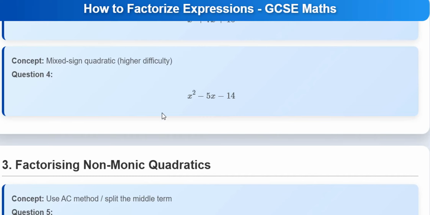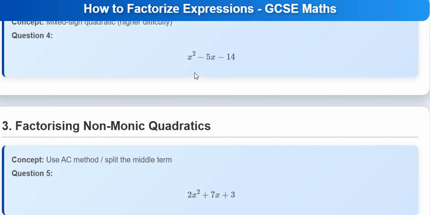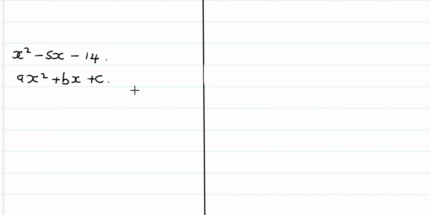Let us try to solve another question here. This one. Here we have x squared minus 5x minus 14. As usual, we start by finding two numbers such that when we add them, they give us this value here, which we said is b. And when we multiply them, they give us this number here, which we said is c. In this case, c is negative, and a positive multiplied by a negative is negative, so we have nothing to worry about there.